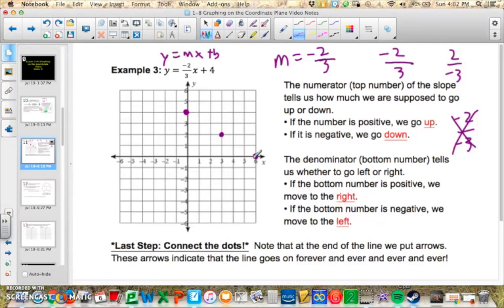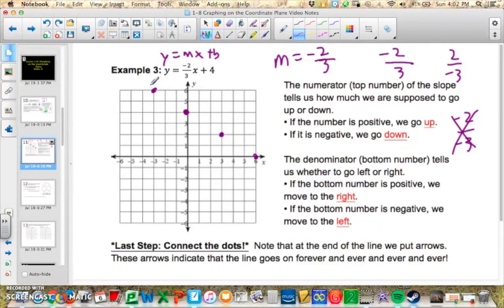Now, as you can see, I ran out of room on my graph. The other way we can do, if we were running out of room, is reverse it. Instead of going down 2 and right 3, we can do the opposite of both of them, and that would match with our negative being on the bottom. We can go up 2 and left 1, 2, 3.